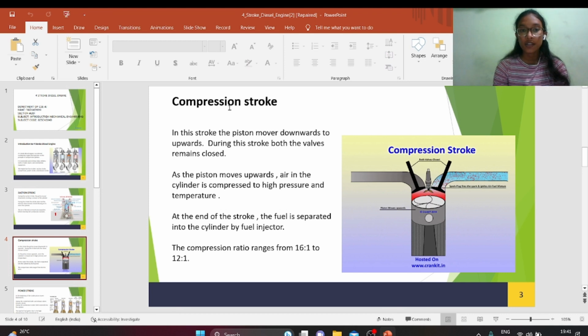So the next stroke is the compression stroke. In this stroke, the piston moves from downwards to upwards. During this stroke, both the inlet valve and the exhaust valve remain closed. As the piston moves upwards, the air in the cylinder is compressed to high pressure and temperature. At the end of this stroke, the fuel is injected into the cylinder by the fuel injector. The compression ratio ranges from 12:1 to 16:1.